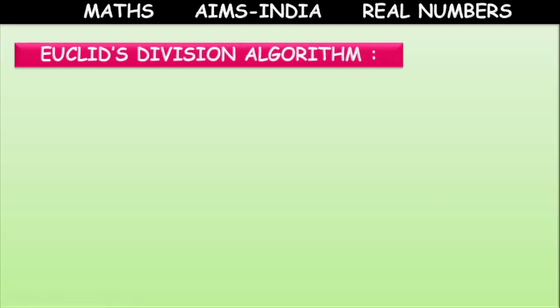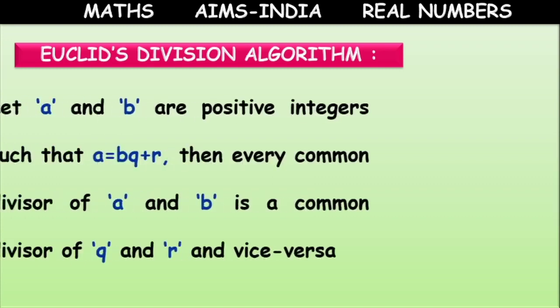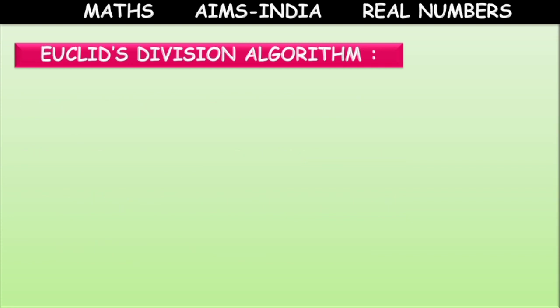So after Euclid's division lemma, we have to learn about Euclid's division algorithm. It's a continuation of Euclid's division lemma. Actually, it is a repeated process of Euclid's division lemma. Whatever process we learned in the division lemma, that same process we are going to apply repeatedly. So that is called Euclid's division algorithm.